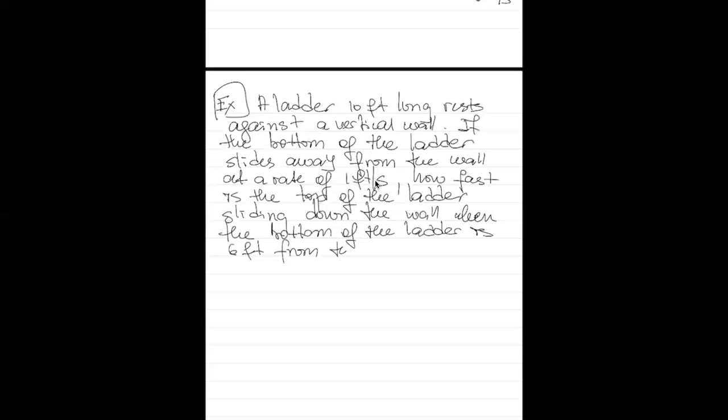So here's the wall, here's the ground. Now here's the ladder. The ladder is like this, and it starts sliding down. The length of this ladder is fixed. It's 10 feet. It's not going to change. So let's call the horizontal distance from the bottom of the ladder to the wall x, and the vertical distance from the top of the ladder to the bottom y.